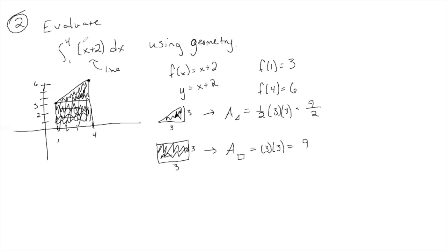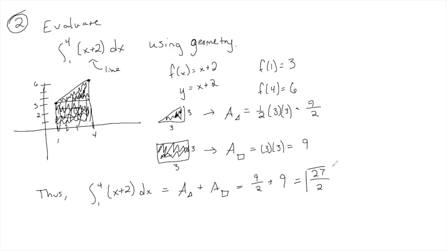Area of the whole thing, or the integral, thus, integral from 1 to 4, the area of the entire thing, is equal to area of the triangle plus area of the rectangle, or 9/2 plus 9, which is 27 over 2. And that's that.